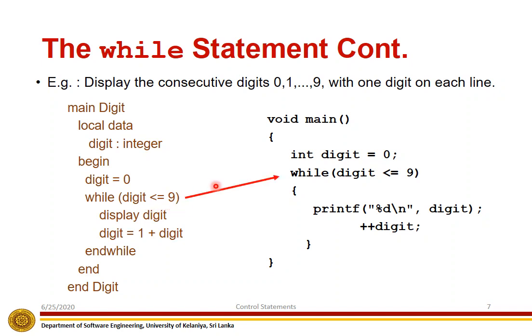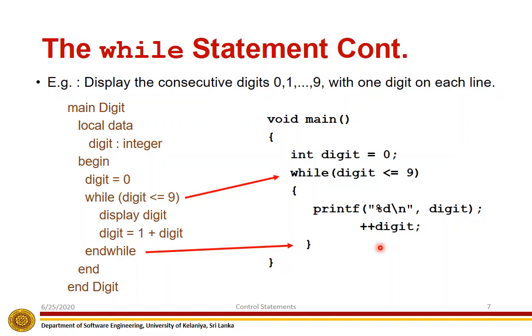So we can write that in code, while, same as inside the parenthesis, digit is less than or equal to 9. Then open the curly braces because there are two statements in here. Printf, then print the digit, and we have to increment the digit by 1. So plus plus digit, 1 plus digit, and end the while loop and end the main function.